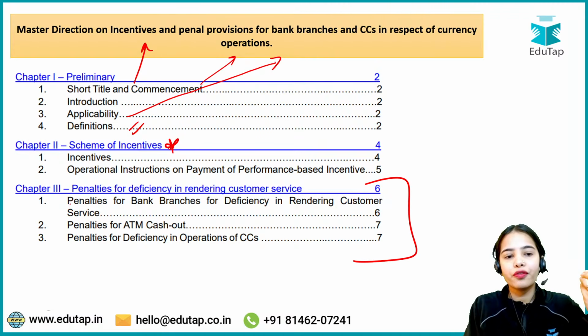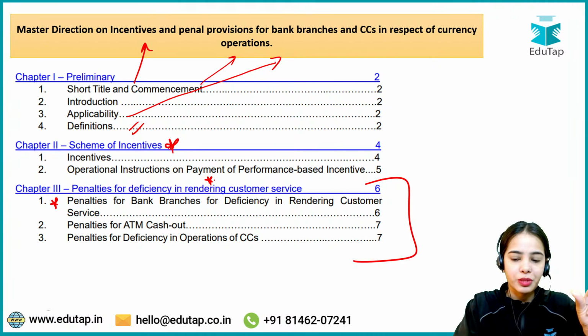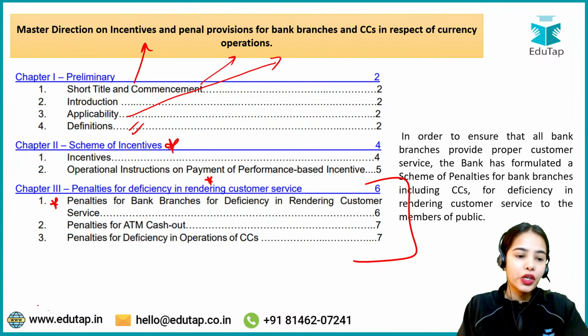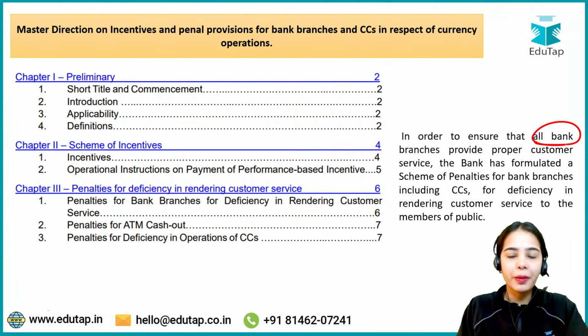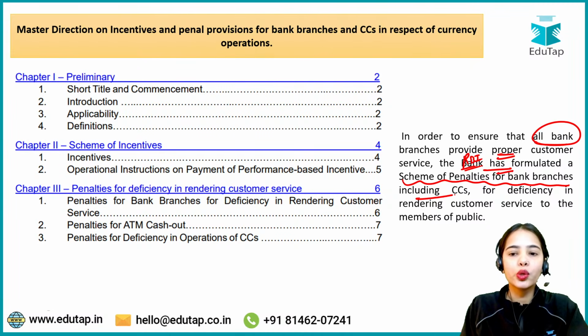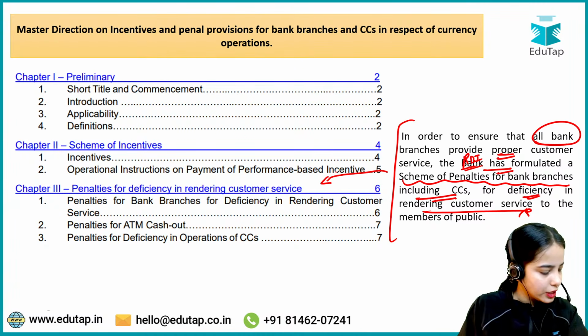Now in today's session, first we are going to discuss the penalties for deficiency in rendering customer service. So basically, in order to ensure that all bank branches provide proper customer service, the Reserve Bank of India, the RBI, has formulated a scheme of penalties for bank branches, including currency chests, for deficiency in rendering customer service to the members of public. So this is the scheme of penalties that we are going to discuss.